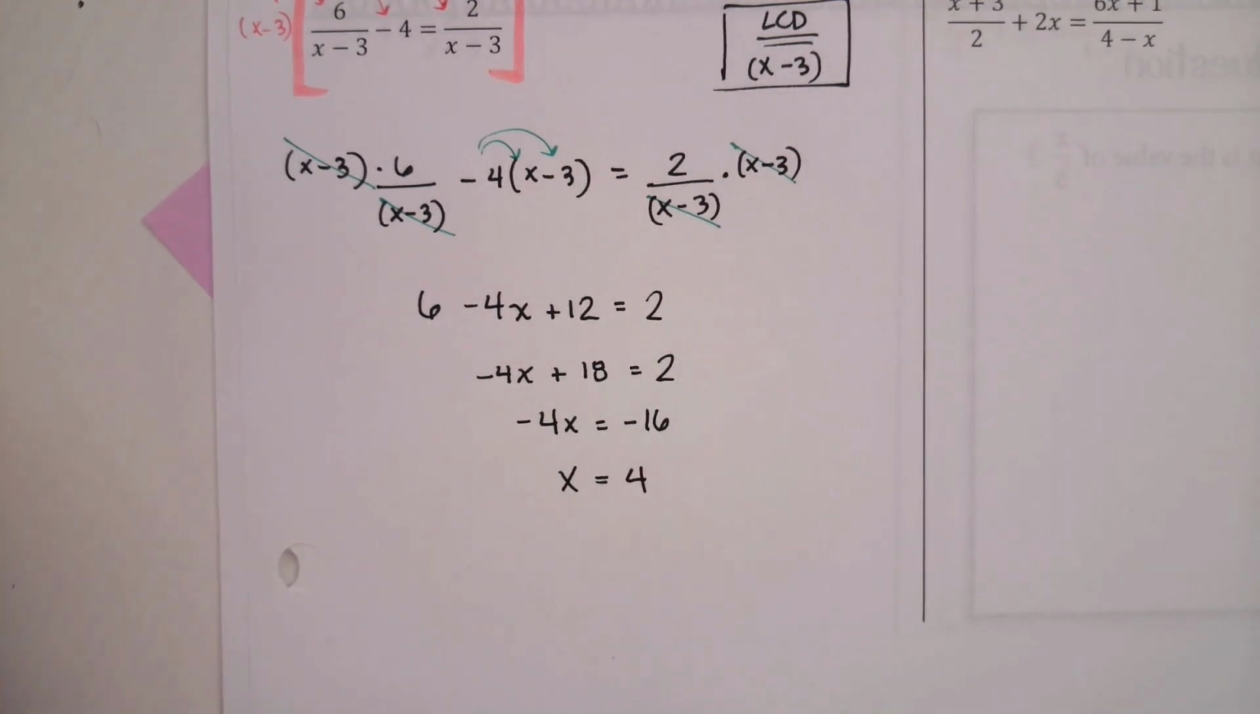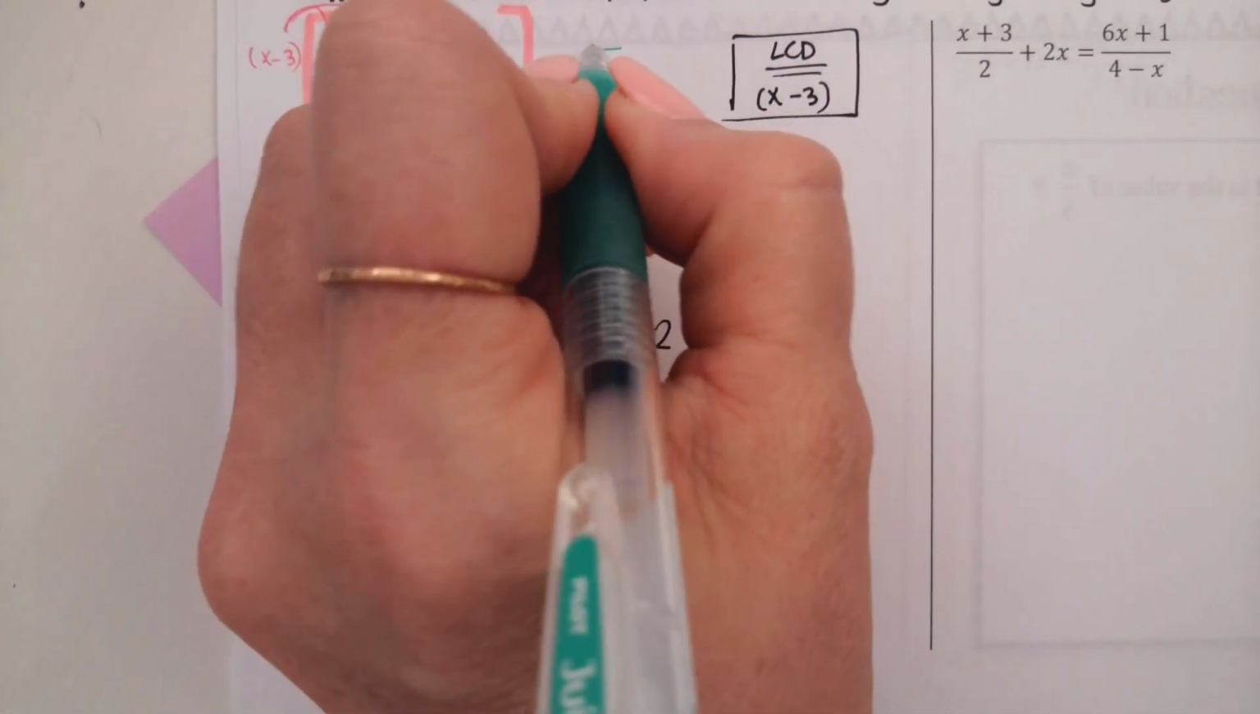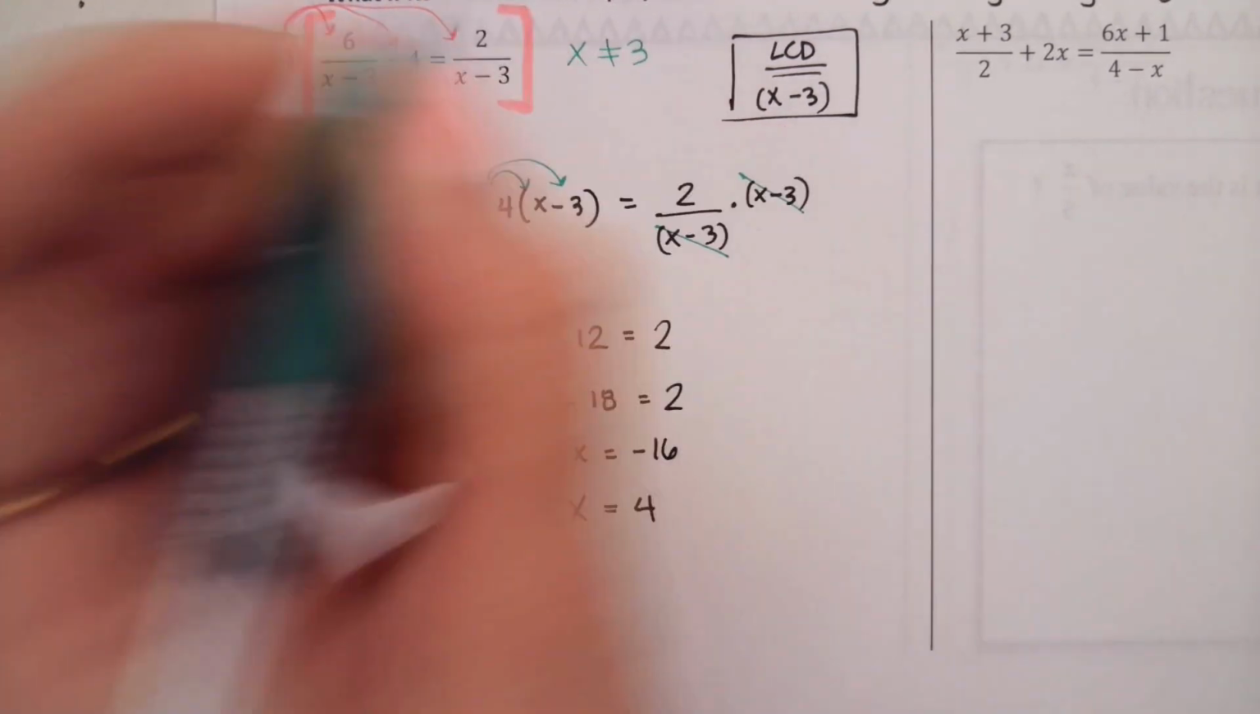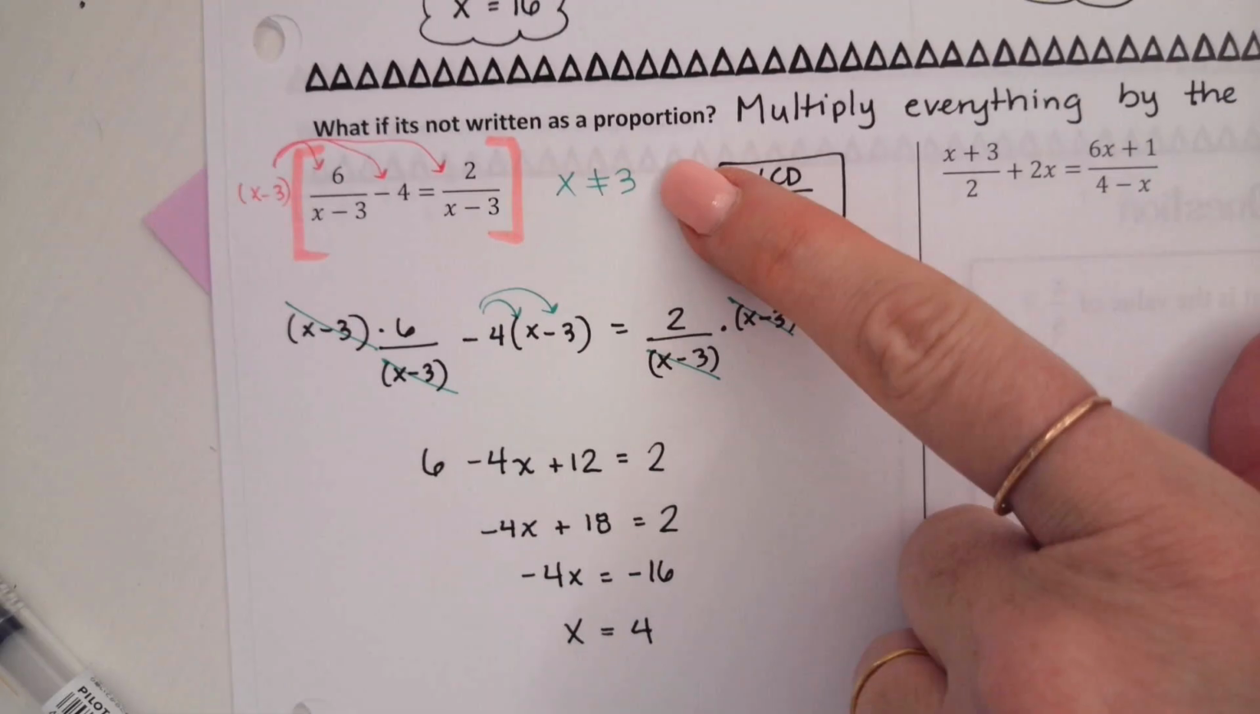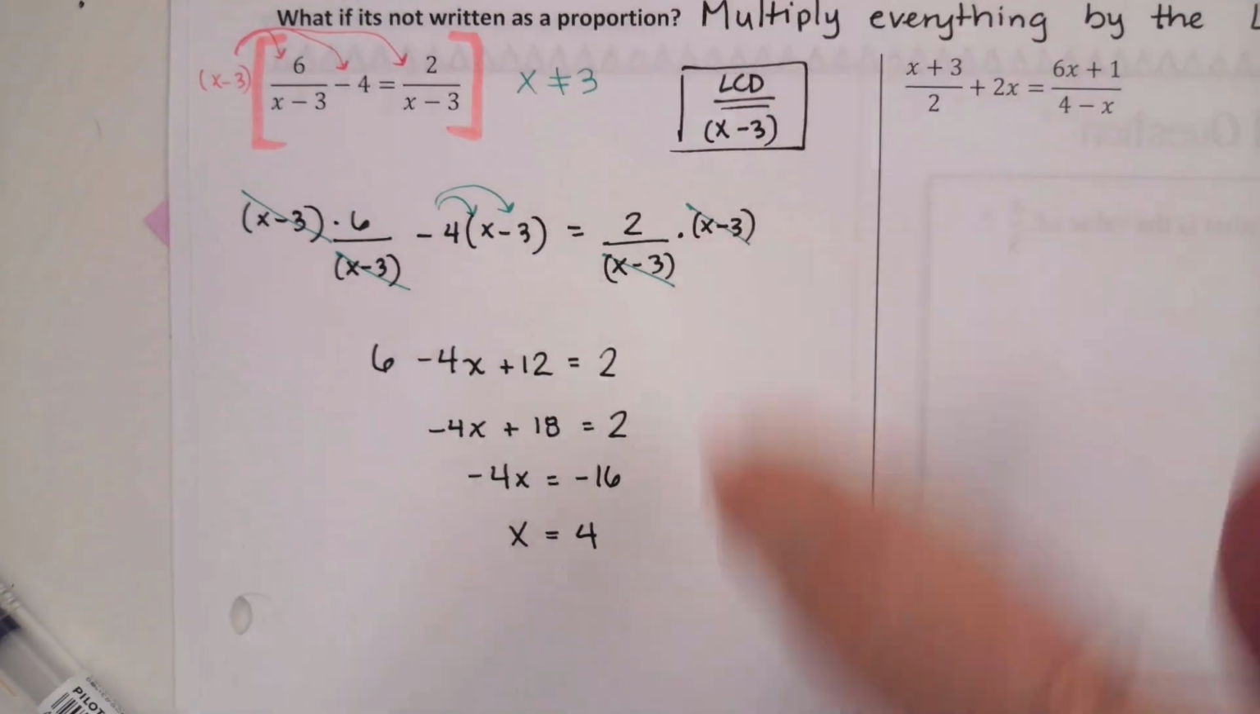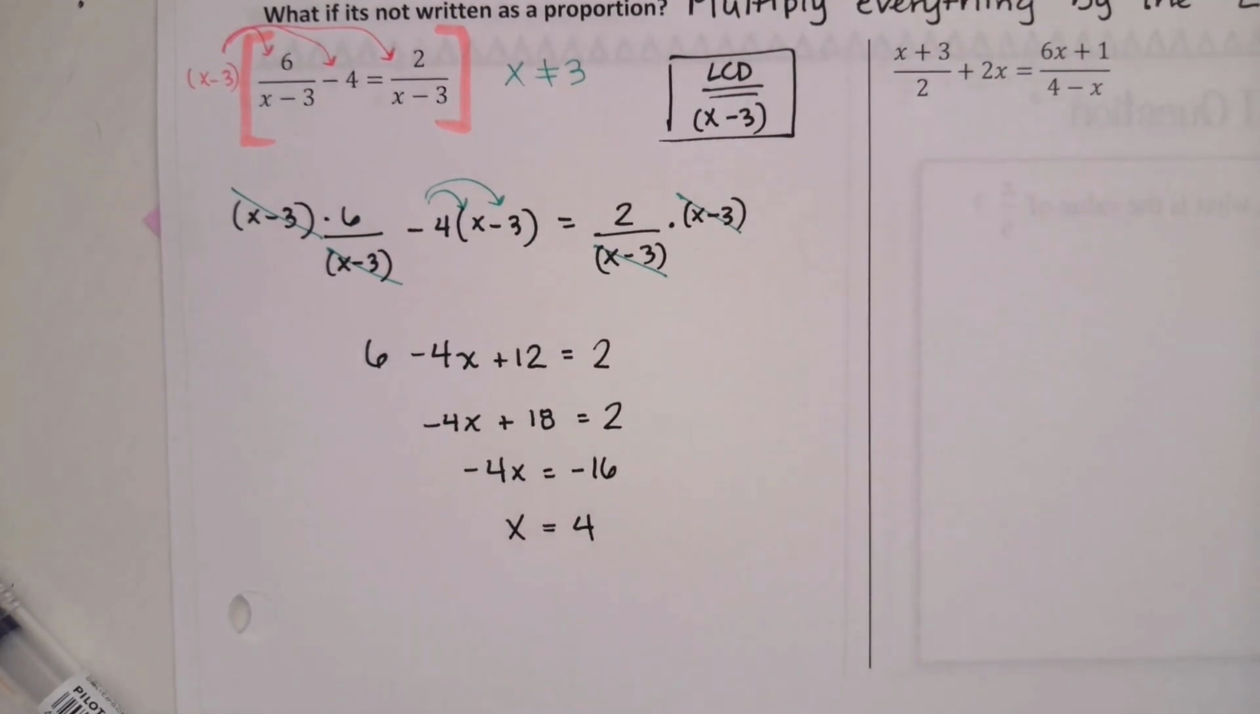What is the only number our denominator is not allowed to be? Yeah, so x is not allowed to be 3. Is this that number? No. So is this a good answer? Yes, this is a good answer.